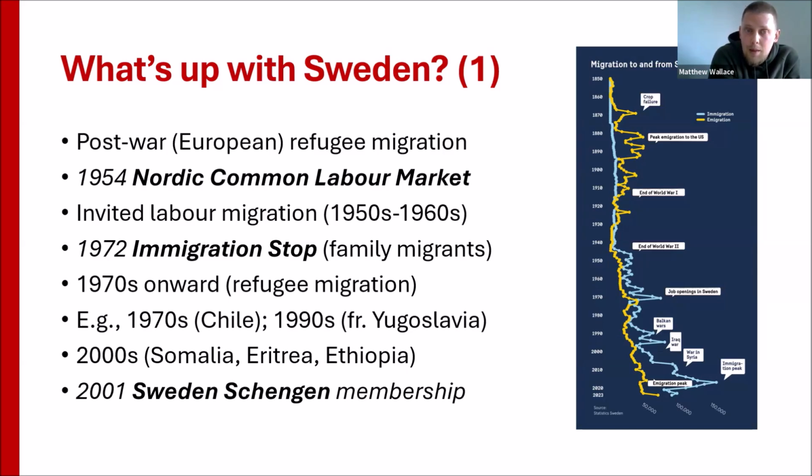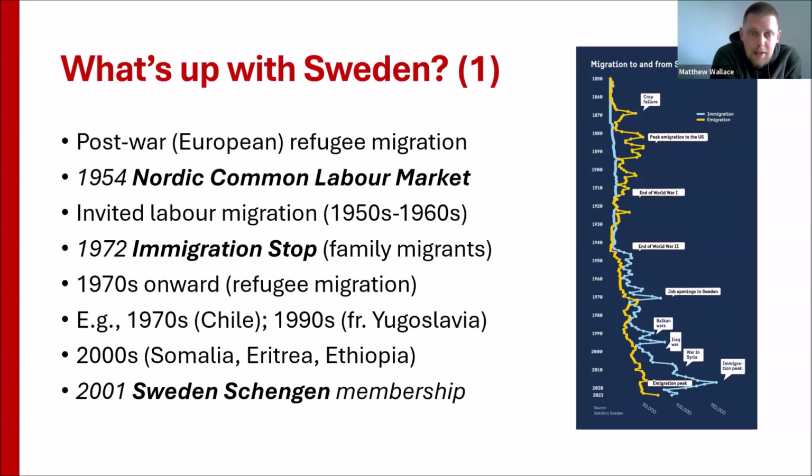By 1972, the Swedish government enforced an immigration stop, so it no longer invited labour migrants to come and work in Sweden. But that basically just led, as in many European countries, to new waves of family reunification. Family migrants are those who had labourer partners who had come to Sweden to work. From the 1970s onwards, there was a real shift towards refugee migration.